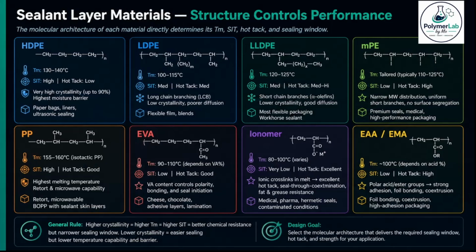Now the materials. The choice of sealant material is the most fundamental design decision in flexible packaging. Let us go through the major families and understand what their molecular structure means for sealing performance. Polyethylene is the most widely used sealant family. It has no functional groups, just carbon and hydrogen, which gives it chemical resistance, moisture barrier, low cost, and good sealability. But the different types of polyethylene have dramatically different sealing properties, all driven by their molecular architecture.